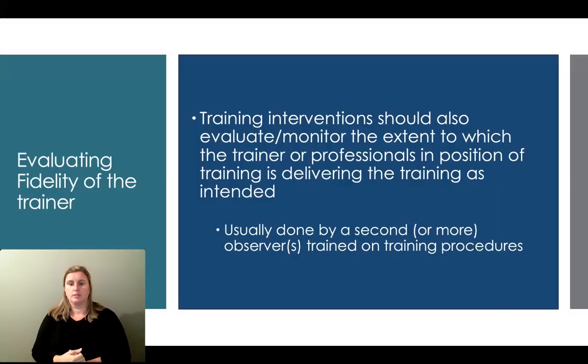So training interventions should also evaluate and monitor the extent to which the trainer, or professionals in a position of training, is delivering the training as intended. It's usually done by a second or more observers. In some cases, the evaluating teacher or the supervising special education teacher, and maybe another professional competent in the performance of the target behavior or target skill.